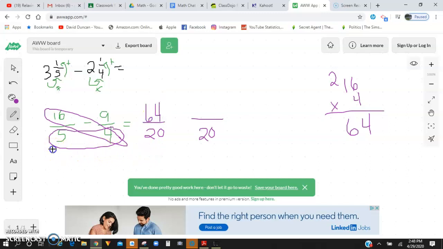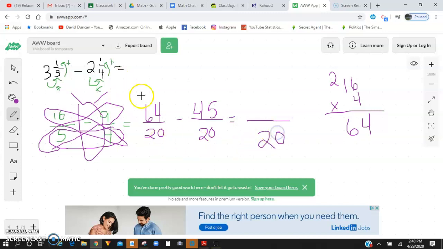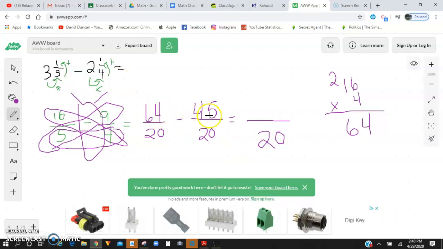Okay. Now I'm going to do my right wing. 5 times 9 is going to get me 45. The body of my butterfly is telling me that I need to subtract. So my denominator is still 20. 64, take away 45. I'm going to do that over here.